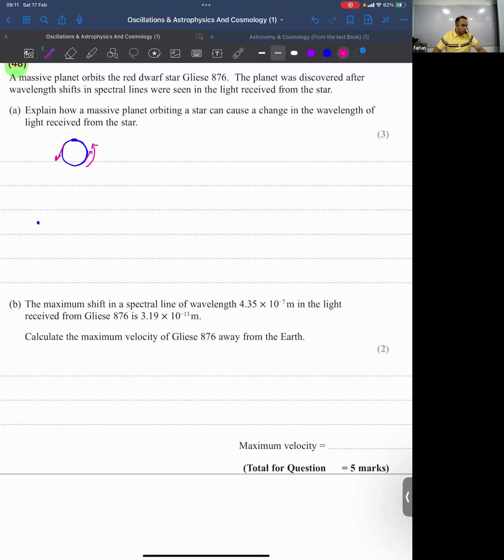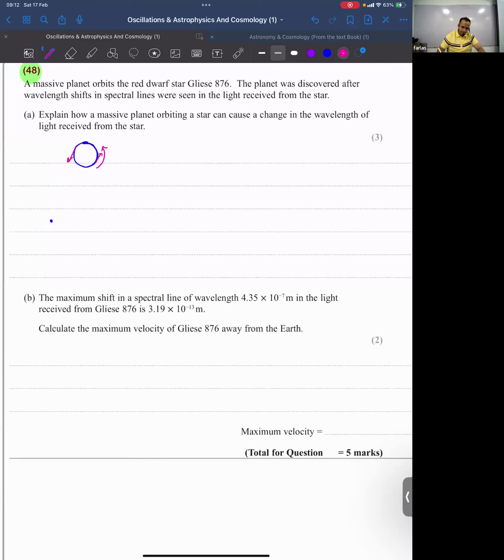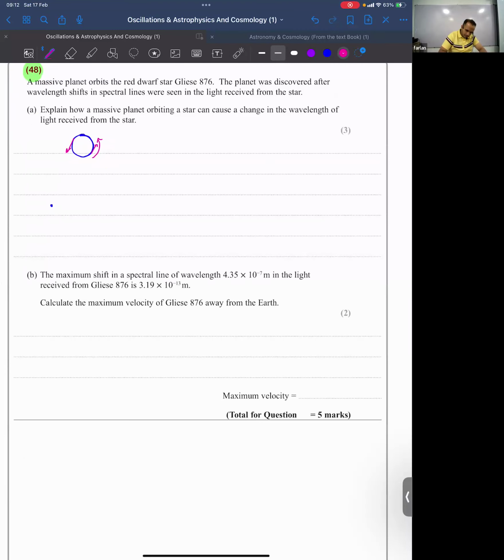So the point... So can you repeat it? Wavelength. Yes. Repeat it. Yeah, the star is rotating. Star is rotating.